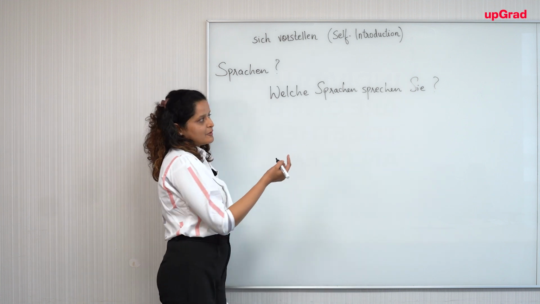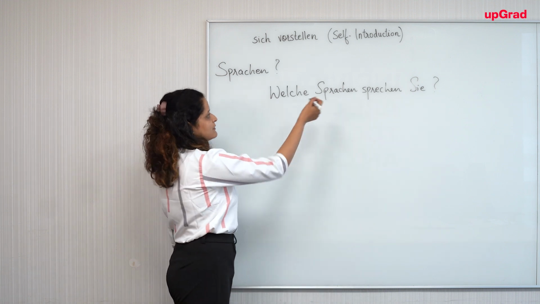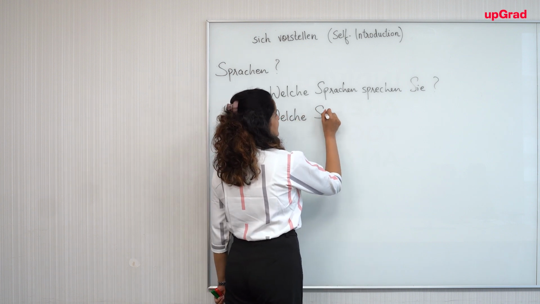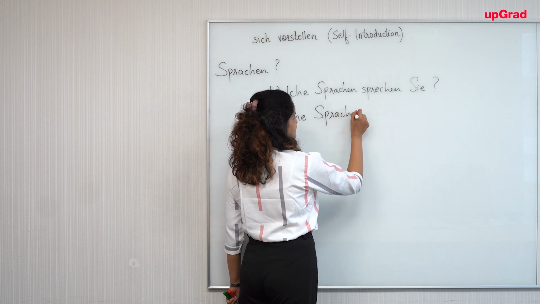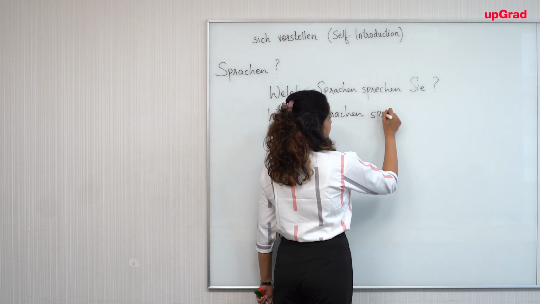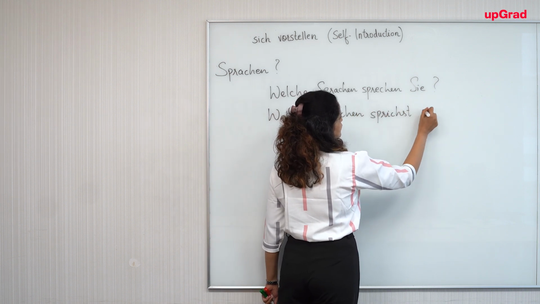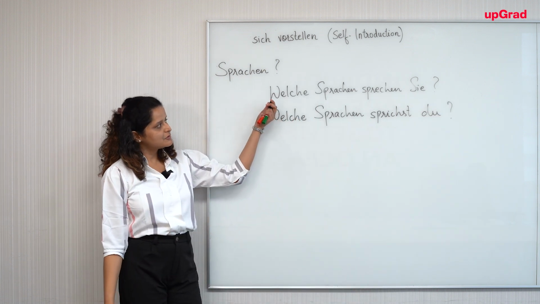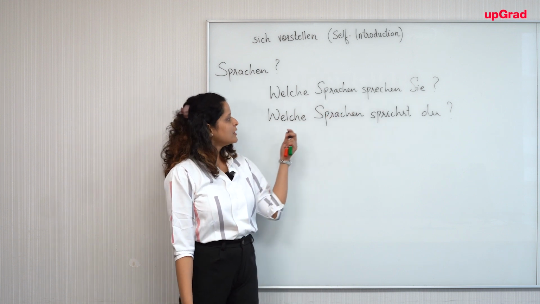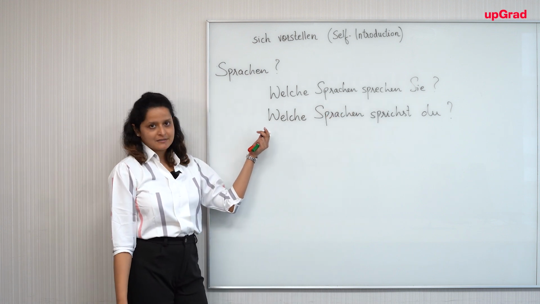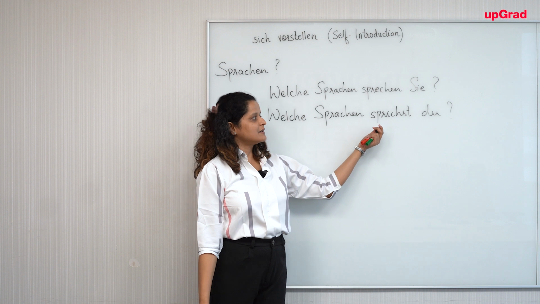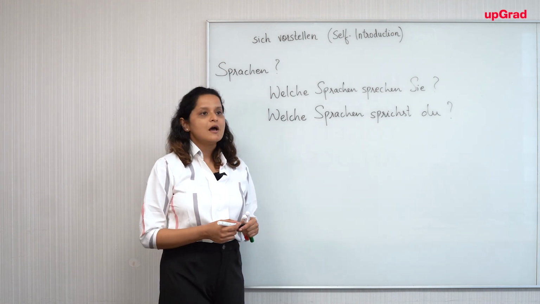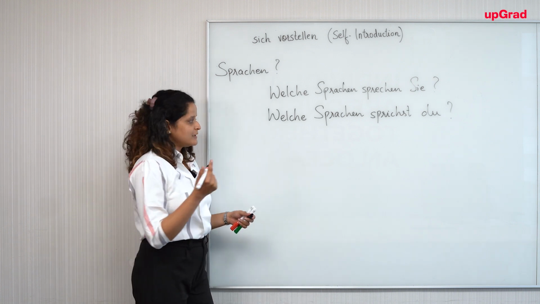Now we turn the same question into an informal question. We have learned the conjugation of sprechen. So the question becomes, welche Sprachen sprichst du? So one question that you have is a formal question, welche Sprachen sprechen Sie? The next question that you have here is an informal question, that is, welche Sprachen sprichst du? Here you can include as many languages as you speak. So we will just take 2 languages for example here.